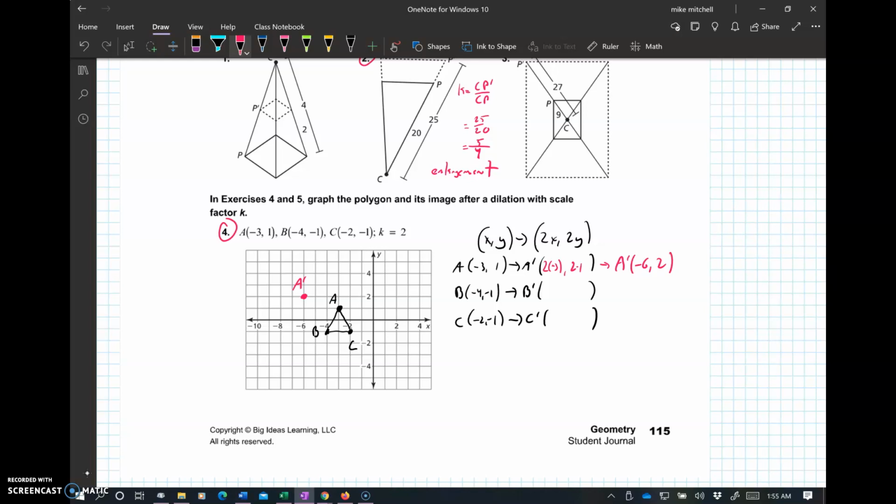You can do this in your head. -4 times 2 is -8, and -1 times 2 is -2. So B prime is (-8, -2). That goes right there, and I should label that B prime. C prime, again, 2 times -2 is -4, and 2 times -1 is -2. That's right there, that's my C prime. There's my new triangle on there.